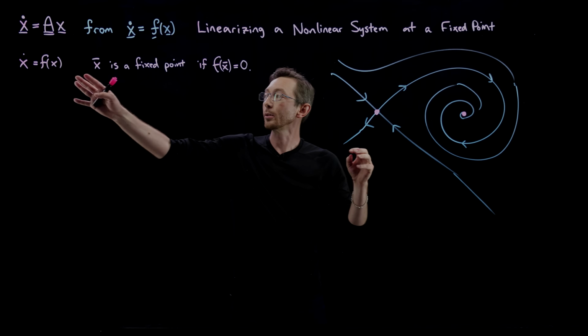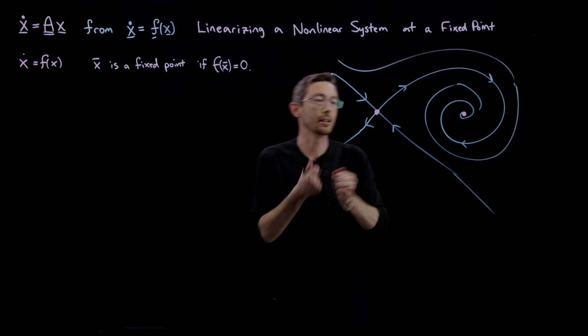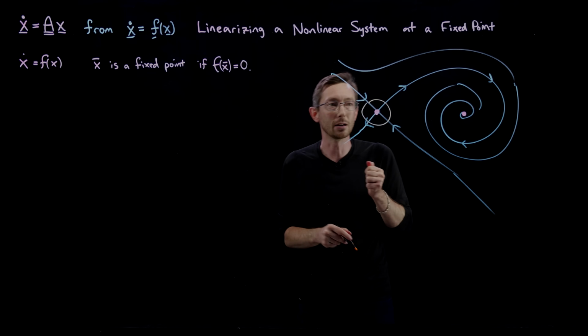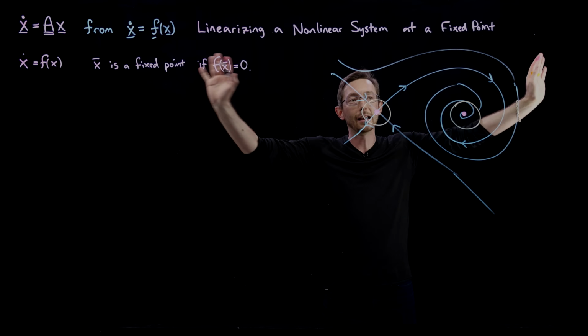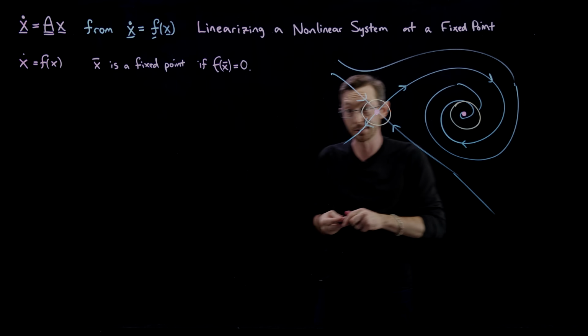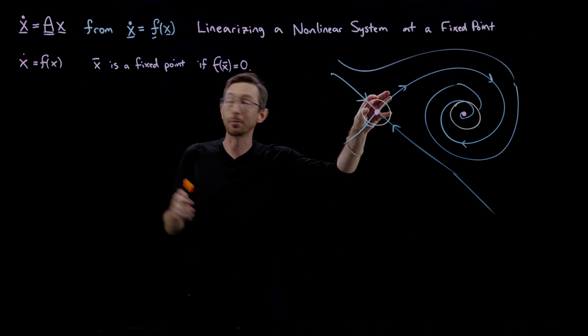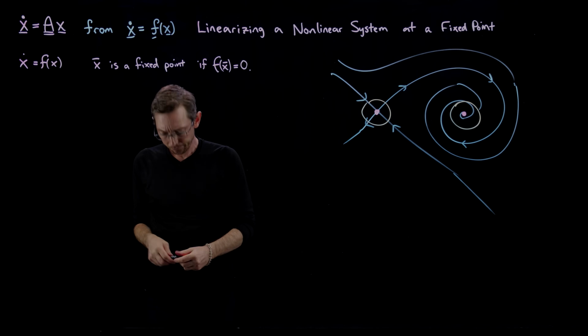Okay, and so what we're going to do is we're going to zoom in on one of these fixed points. We're going to zoom in on a little teeny window around here, or a little teeny window around here, and we're going to pretend that nothing else exists. We're just going to zoom into this little neighborhood around these fixed points, and in that little neighborhood, they're going to look like linear systems that we know how to analyze.